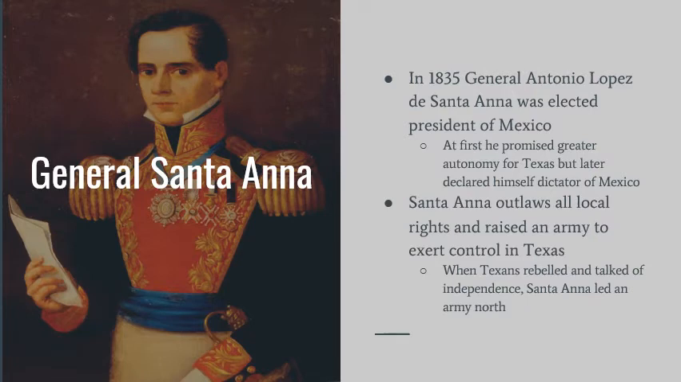Amidst these rising tensions between Mexicans and Americans, General Antonio Lopez de Santa Anna is elected president of Mexico in 1835. At first, he promised greater autonomy for Texas, but later he declares himself the dictator of Mexico. As the dictator of Mexico, Santa Anna outlaws all local rights, rebels, and raised an army to exert control in Texas. When Texans rebelled and talked of independence, Santa Anna led an army of 5,300 men north into Texas.